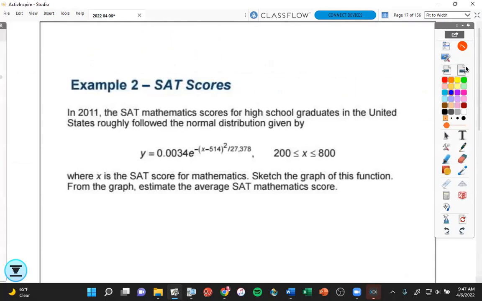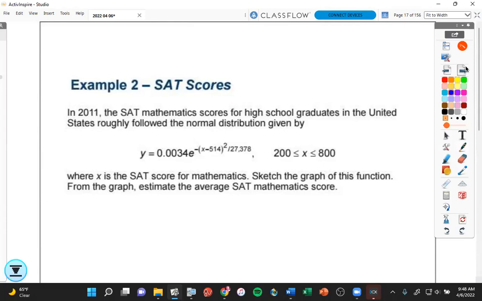Oh, SAT scores. Here we go. In 2011, the SAT mathematics scores for high school graduates in the United States roughly followed this normal distribution. So here's the equation of the normal distribution of math SAT scores in 2011. X is somewhere between 200 and 800. Higher than 800 on the SAT? No, 800 is a perfect score. And I think if you put your name on it, you get 200. So X is the SAT score for math.